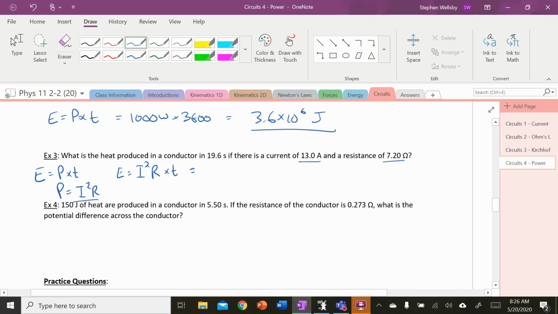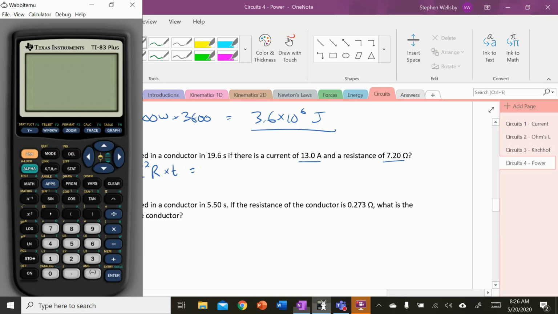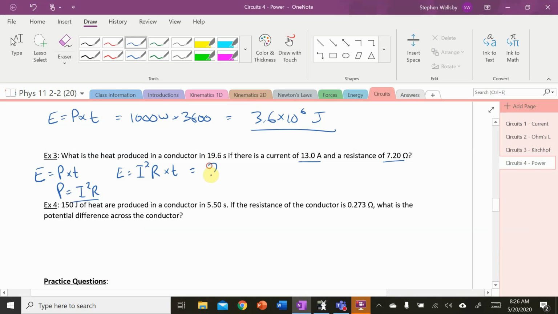If you're doing it in 1 step like this, then you're going to have 13 squared times 7.2 ohms times 19.6 seconds, and that's going to be this value here. I'm going to call this 3 sig figs, 2.34 times 10 to the 4. And we're asking about heat, so it's going to be in joules.